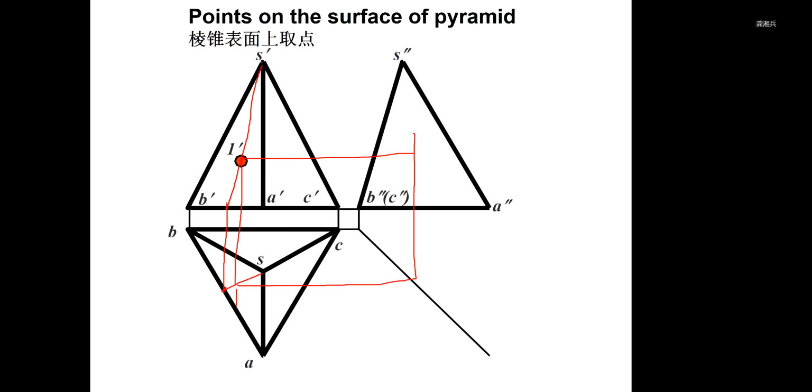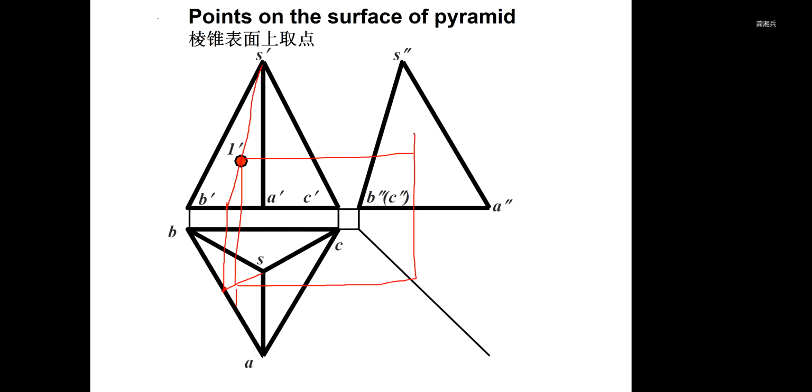We talked about the point position on the plane. If a point is on the plane, this point should be on a line belonging to this plane. We talked about it a lot of times. So you use this knowledge, and you can get the answer.